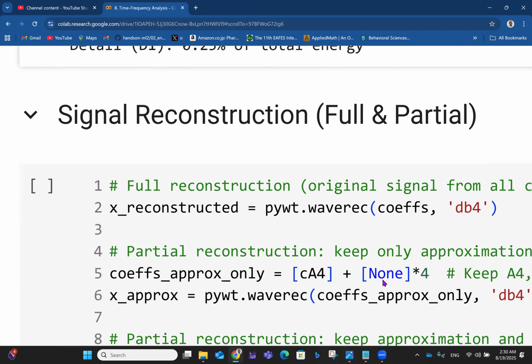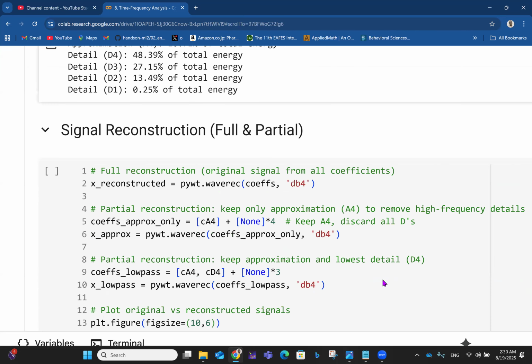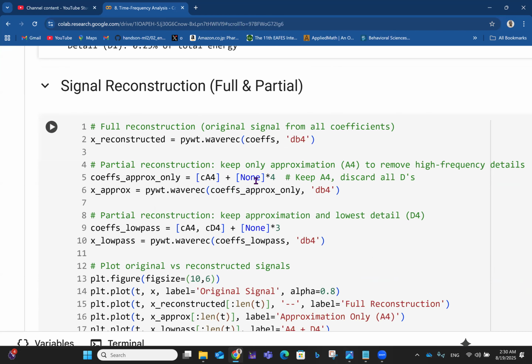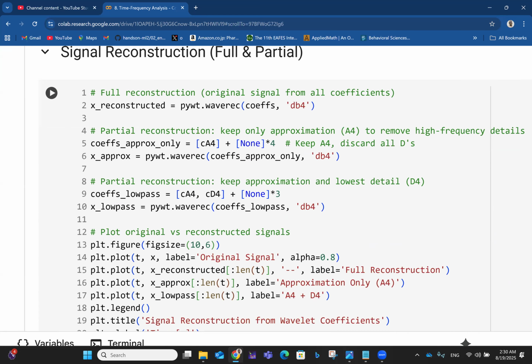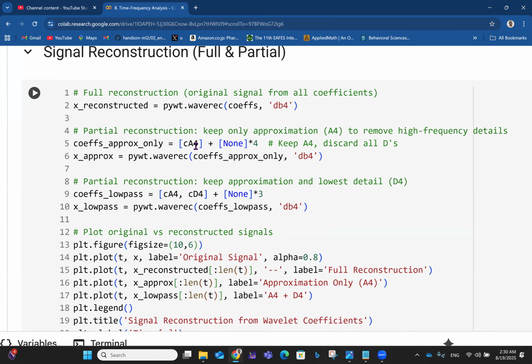So let's talk about signal reconstruction, both full and partial. So here we want to do full reconstruction, original signal from all coefficients. So you have partial reconstruction, keep only approximation A4 to remove high frequency details. So you have coefs_approx_only. So you have CA4 plus None by 4. So you keep A4, discard all these in this situation now. So all these are gone. So X approx, you get waverec from PyWavelets for coefficient approximate only, and then db4. Then that's for partial reconstruction.